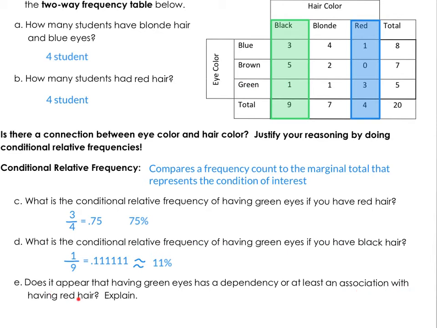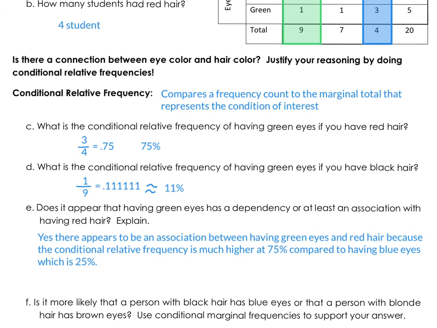And explain. So if we look at the one where we talked about having green eyes and red hair, there was 3/4 of the people that fell into that category, or 75%. Now, if we compare that and we look at how many then did not have the green eyes, it was 25% that did not, the 1 and 0, which is just 1 out of the 4. So I wrote that out as, yes, there appears to be an association between having green eyes and red hair because the conditional relative frequency is much higher at 75% compared to having blue eyes, which is 25%.